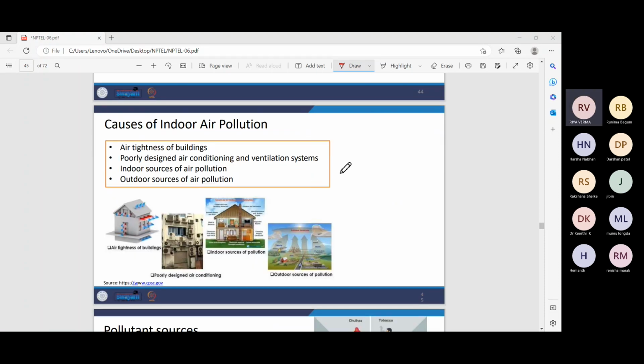Okay, so what are the causes of indoor air pollution? Basically, all the causes are bifurcated into these four parts. First is the air tightness of buildings. Next is poorly designed air conditioning and ventilation systems. Then we have indoor sources of air pollution, and then outdoor sources of air pollution. So we'll be taking all these causes in a bit more detail in the class.